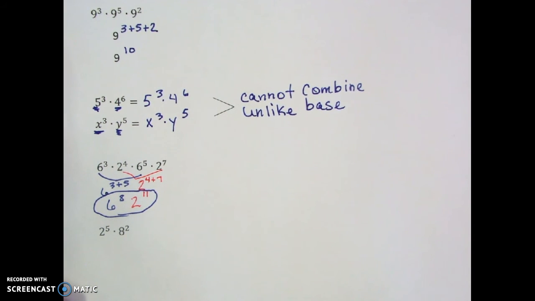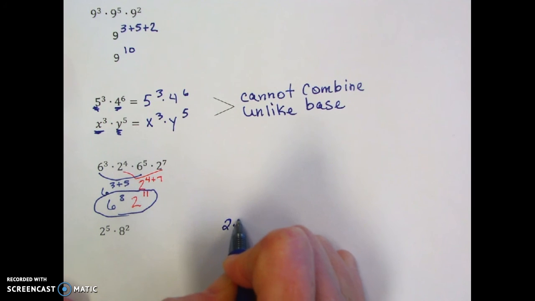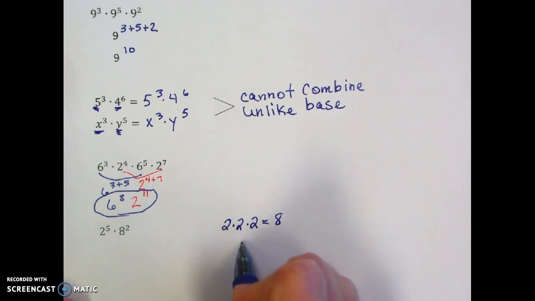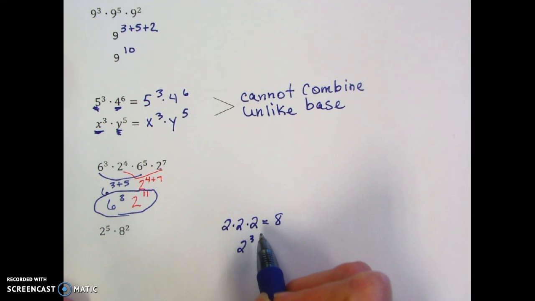Now, looking at the last problem I have here, you may also think that this is not going to combine well because a 2 and an 8 are different bases. They're not the same thing, so we shouldn't be able to put them together. However, if I think about 8 for a second, 2 times 2 times 2 is 8. 2 to the third power. 8 is the same as a base of 2 to the third power.